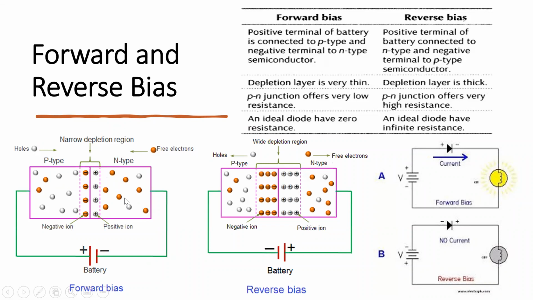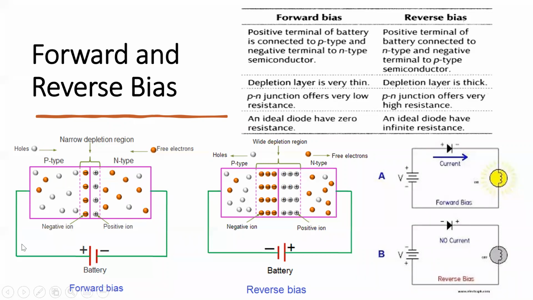Now, if there was no connection, because of this junction, the holes cannot diffuse to the n region because this layer of positive ions will not allow it. It will repel the holes from entering the n region. Similarly, the golden balls, the electrons, cannot enter the p region because of the negative ions. They will repel the electrons. So due to the depletion layer, there is a barrier, a repulsion, for the holes in the p region and the electrons in the n region.